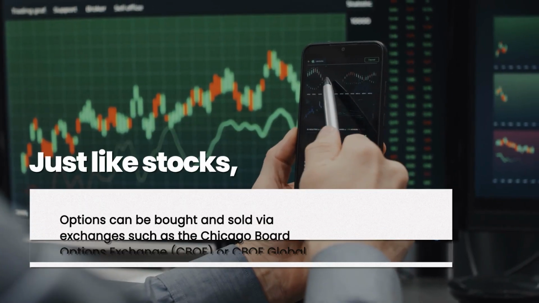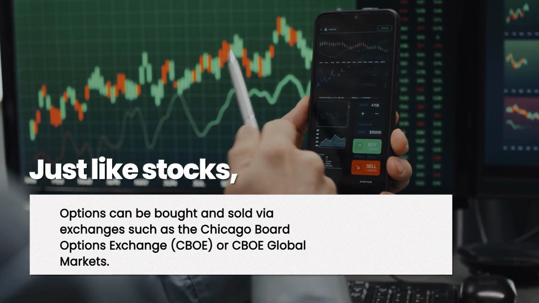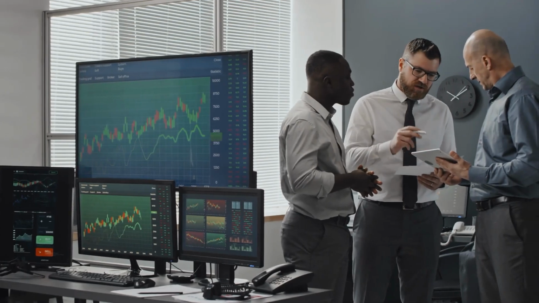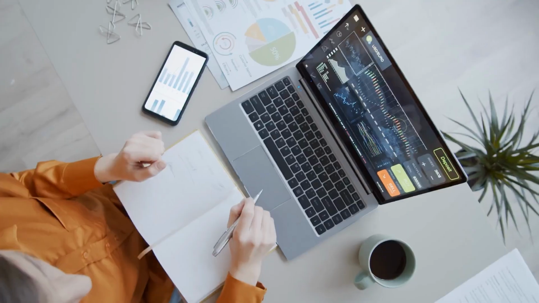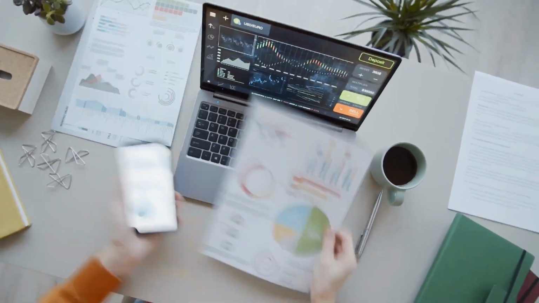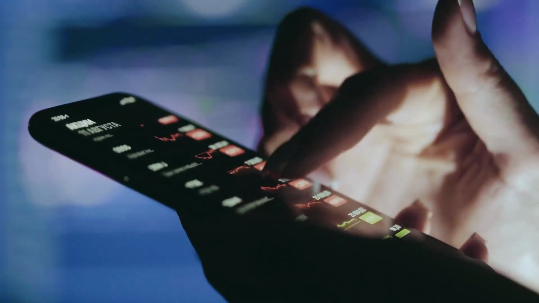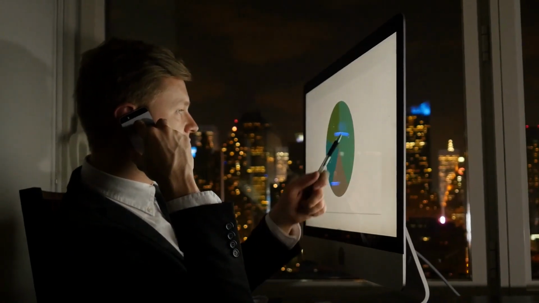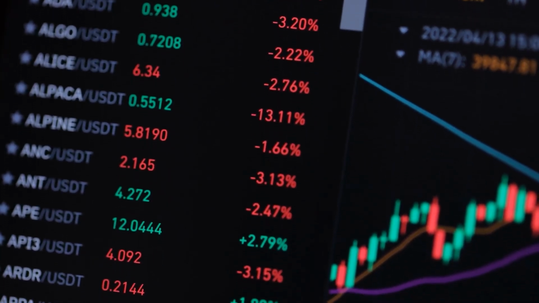Just like stocks, options can be bought and sold via exchanges such as the Chicago Board Options Exchange, CBOE, or CBOE Global Markets. These exchanges are accessible through brokerages, but you'll need to check if your broker lets you trade derivatives. Options are also like bonds in the sense that you can sell them before they expire if you want to get out of the position early. And if you want to cash out without trading the underlying share, you can do so with an offset trade. Here, you take the opposite position in an identical call or put security, which effectively cancels out the two positions.